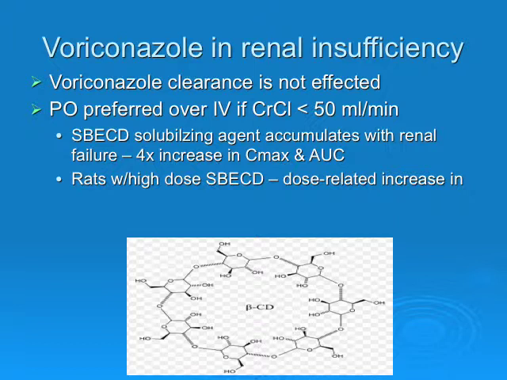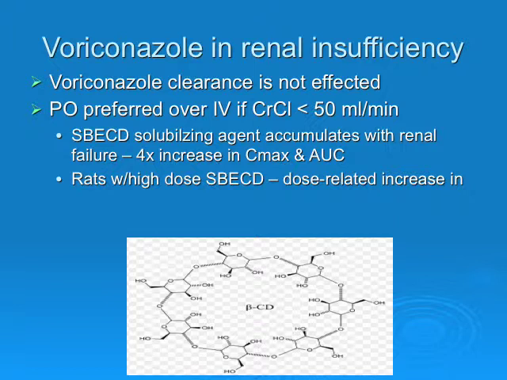Now, voriconazole itself is not cleared renally, so your voriconazole concentrations are the same. However, you have the solubilizing agent. Okay, this is a polysaccharide. It is the poor man's liposome. In the center is your voriconazole, which is very lipid loving and hydrophobic, and the exterior is more hydrophilic. That's how you're able to get this drug into solution. Otherwise, it just crystallizes out.